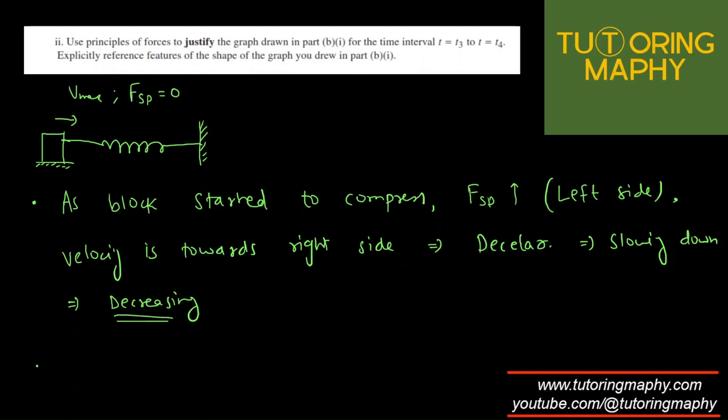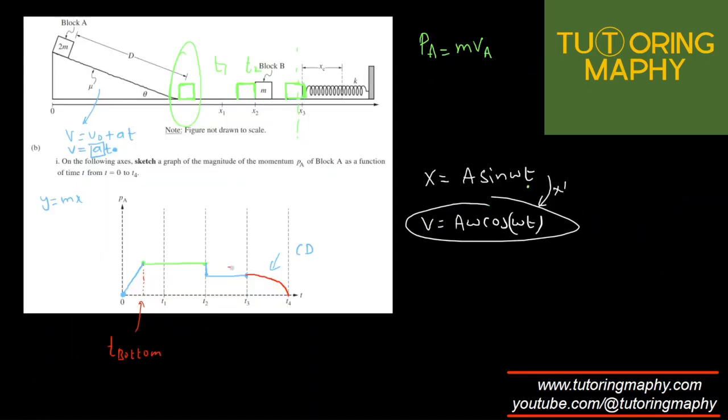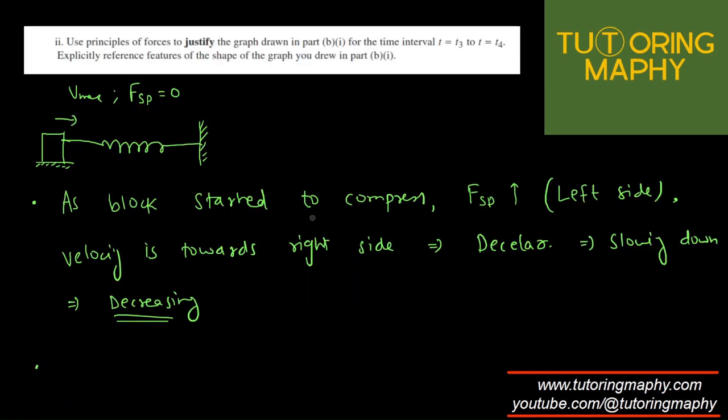Now the second aspect is, why is it concave down? Why not concave up? Because it could have been concave up and decreasing as well. That's because the slope here is continuously getting steeper and steeper. Why is this happening? Because as the block started to compress, the F spring is increasing.